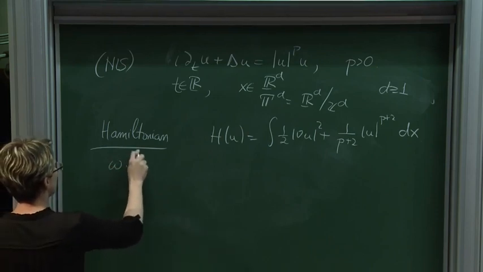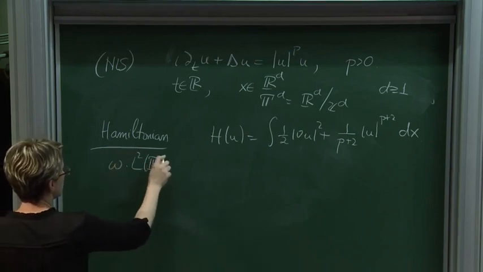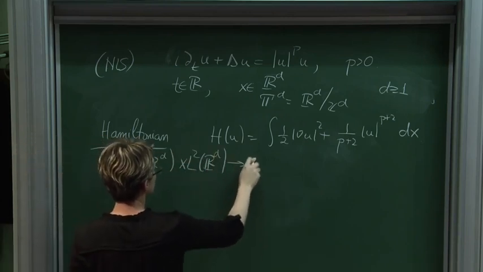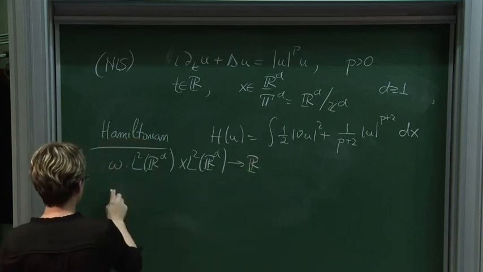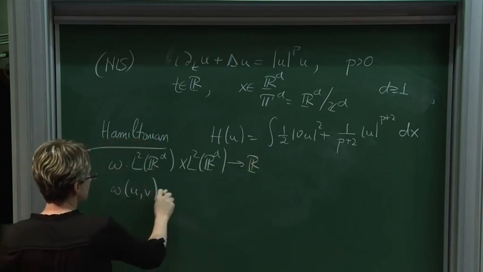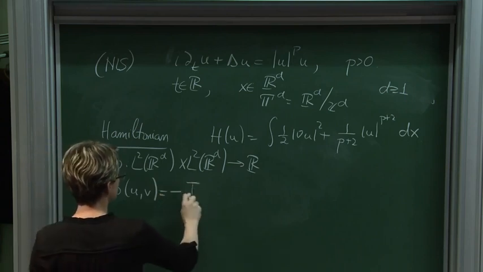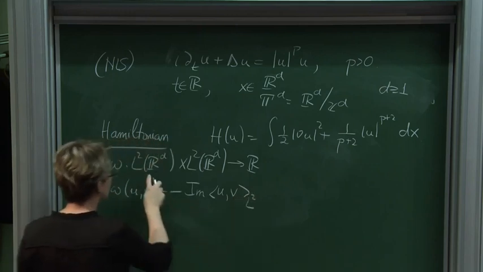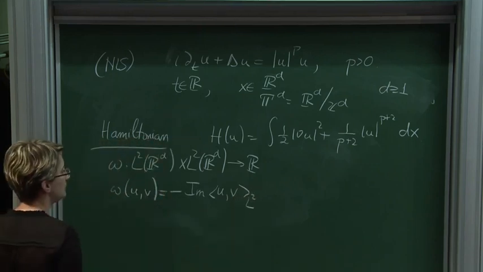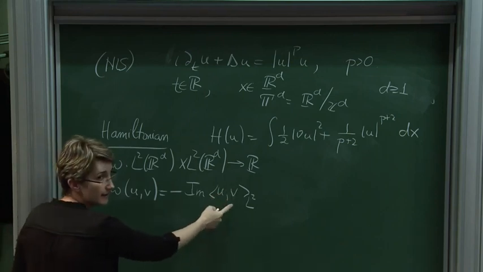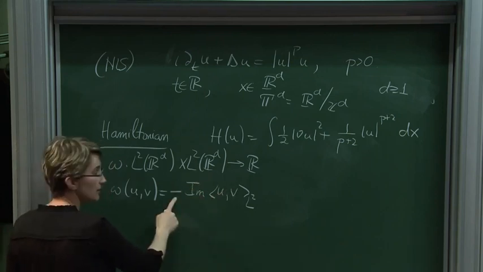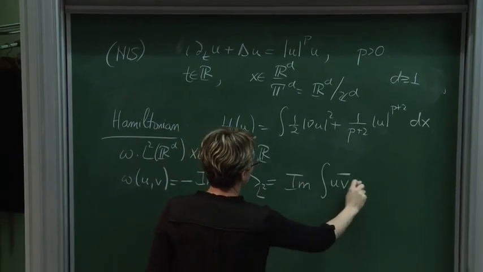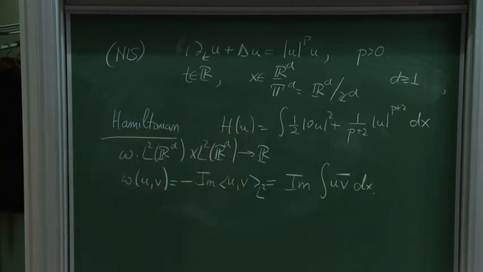omega defined on L2, let's stick to R^d for now, cross L2 of R^d with real values, omega of u and v, right? So remember what it was. It was minus the imaginary part of the inner product between u and v in the underlying symplectic Hilbert space, which for us is L2. Our inner products were C-linear in the second entry. I'm going to move the bar from u to v, and I'll get rid of this minus, so I'm going to write this as the imaginary part of the integral of u v bar dx.